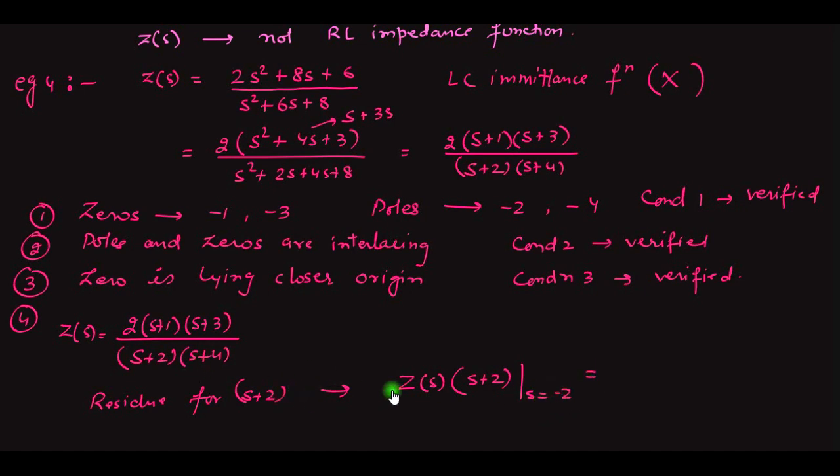After multiplying Z(s) with s + 2, this s + 2 will cancel out. I will get 2(s + 1)(s + 3) divided by (s + 4). Now I will substitute -2 here. After the substitution, I will get 2 times (-2 + 1), which is -1, times (-2 + 3), which is +1, divided by (-2 + 4), which is +2. Solving this, I will get -1. That is, the residue at s + 2 is negative.